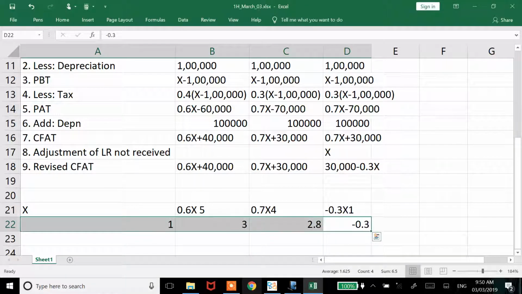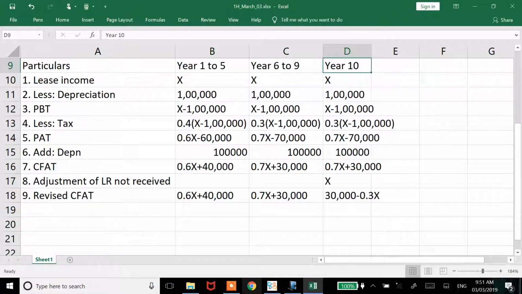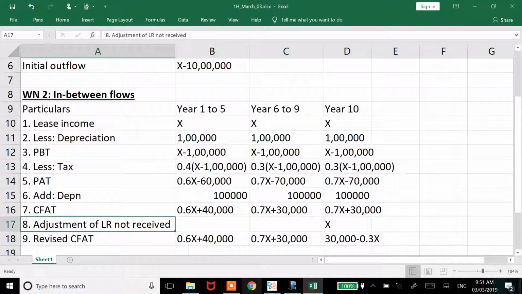Effectively it is adding up to 6.5. That 6.5 is nothing but 60% of post-tax lease rental for the first 5 years and 70% of post-tax lease rental for the next 5 years. So in this also, I should do adjustment of LR not received and adjustment of LR received in advance.